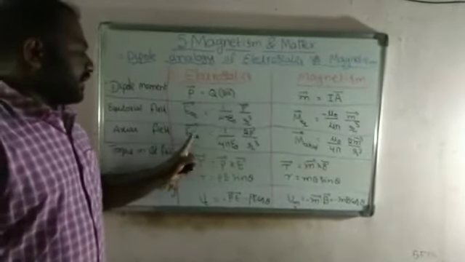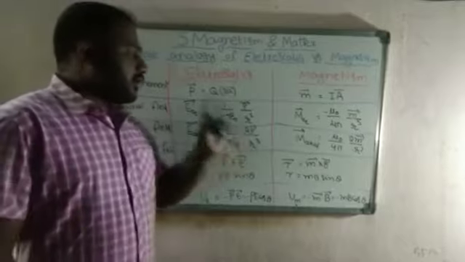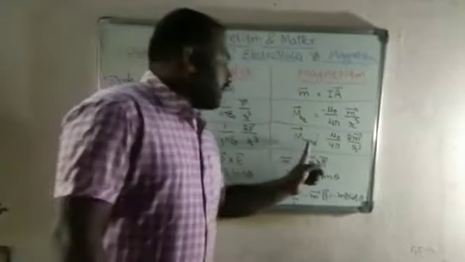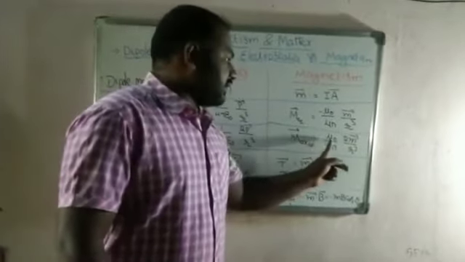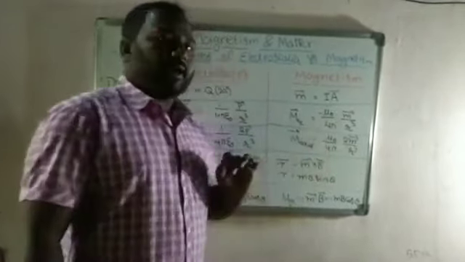The axial line electric field is 1 by 4 pi epsilon naught, 2 p bar by r cube. And the magnetic field along the axial line, which we already derived for the bar magnet, is mu naught by 4 pi, 2 m bar by r cube.